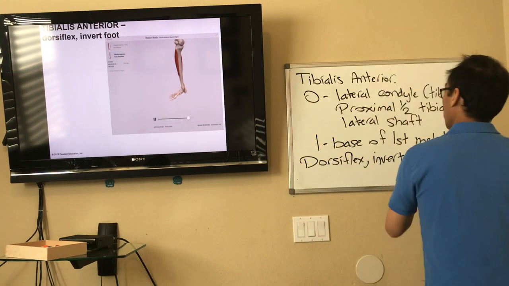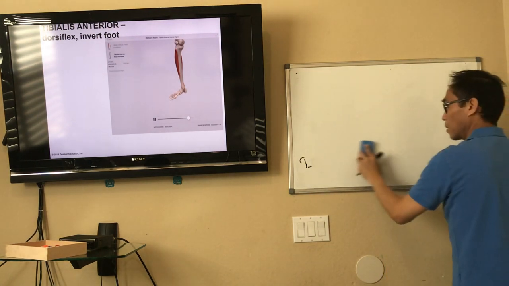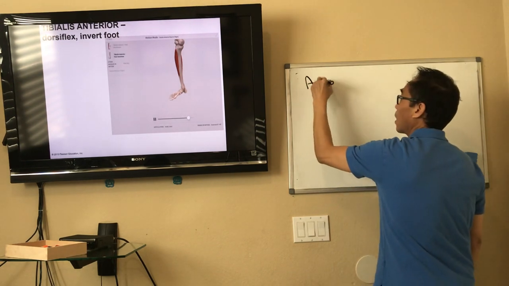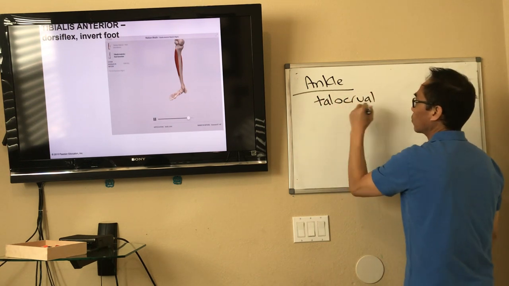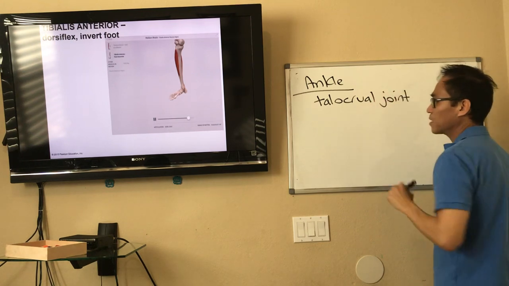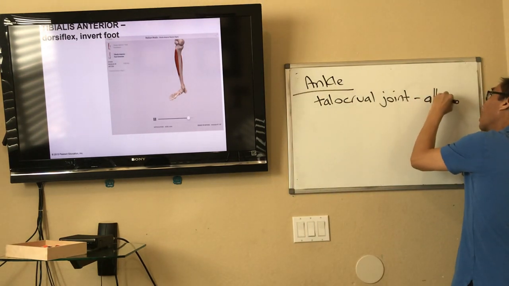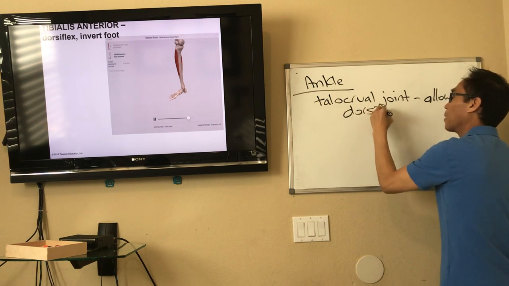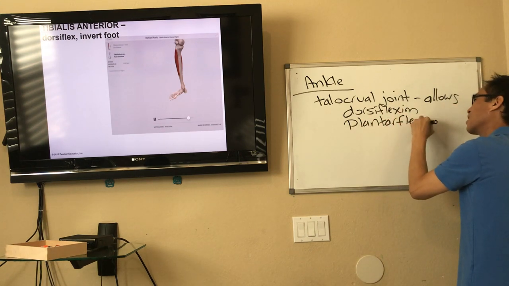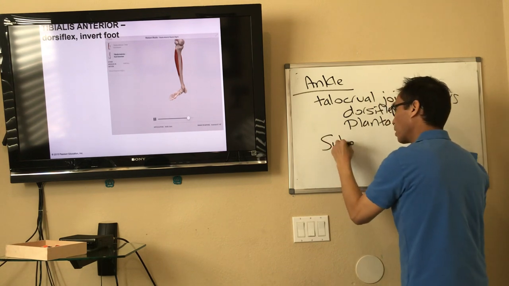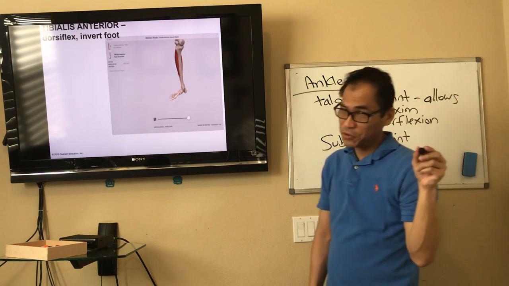Okay. So things about the ankle. We talked about this when we talked about the bones. Let's review it. The ankle, to be specific, you have the talocrural joint. That's basically the hinge joint that allows dorsiflexion, plantar flexion. Subtalar joint. That allows inversion, eversion of the foot.